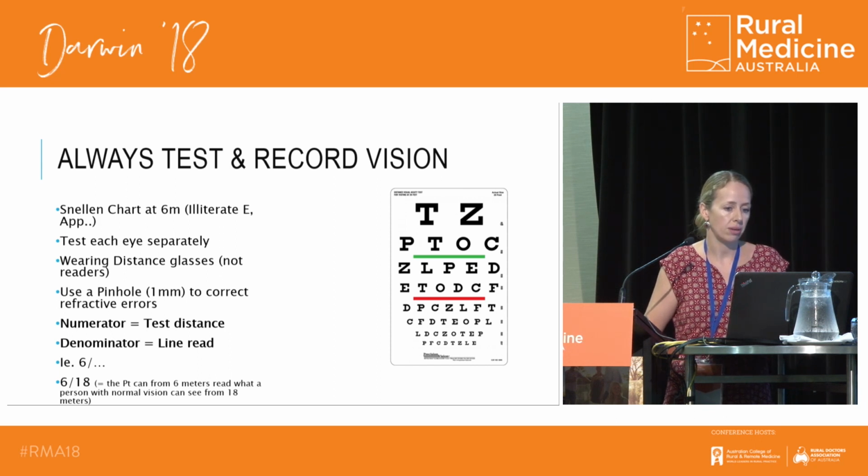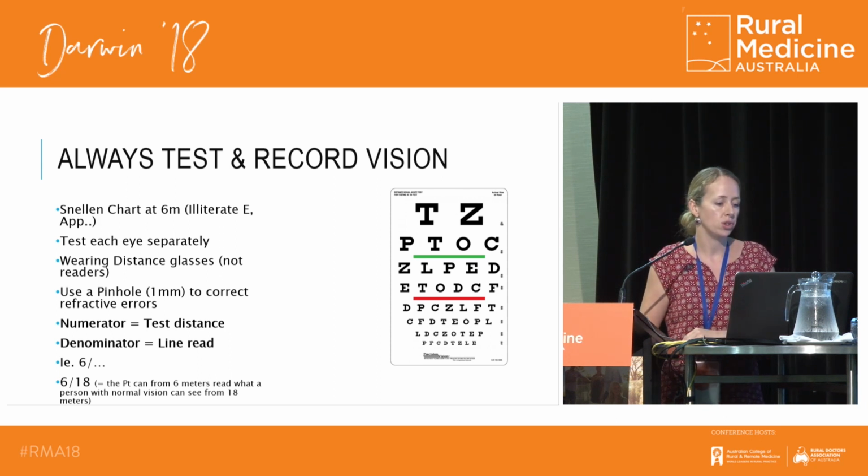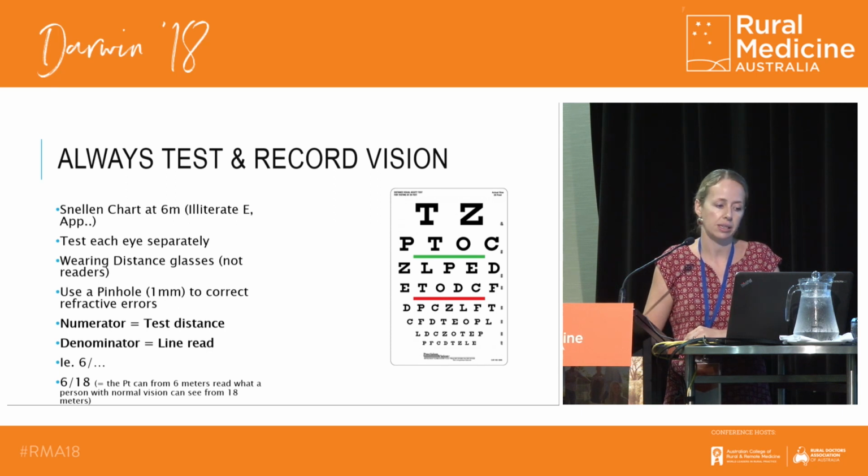Now, in terms of recording vision, the numerator is the test distance that you use, and the denominator is the line read. So when you document vision, it's 6 over or 6 on. So a patient who is 6 on 18 means that the patient can, from 6 meters, read what a person with normal vision can see from 18 meters.